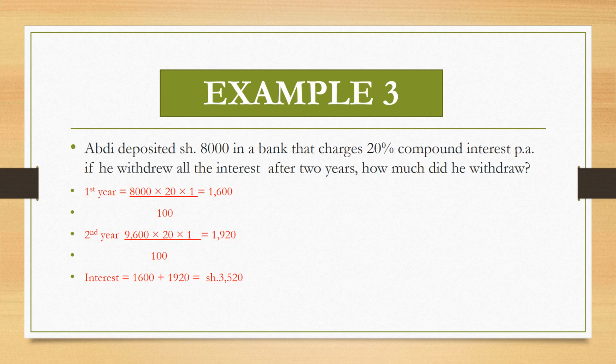Example 3 also is about interest, very important and also very easy. Right now, I believe you can even do this one alone. You just need to watch and watch until you get the concept. So Abdi deposited 8,000 in a bank that charges 20% compound interest per annum. If he withdrew all the interest, so I'm finding interest after 2 years, how much does he withdraw?